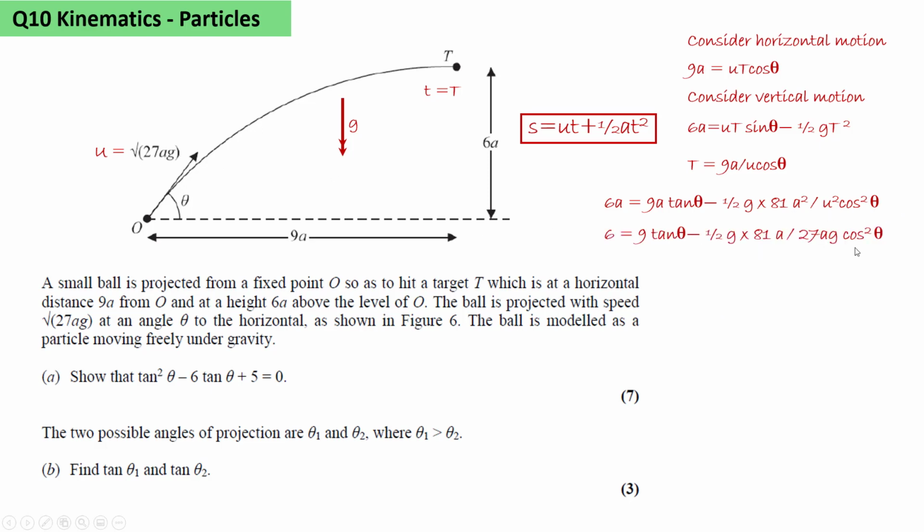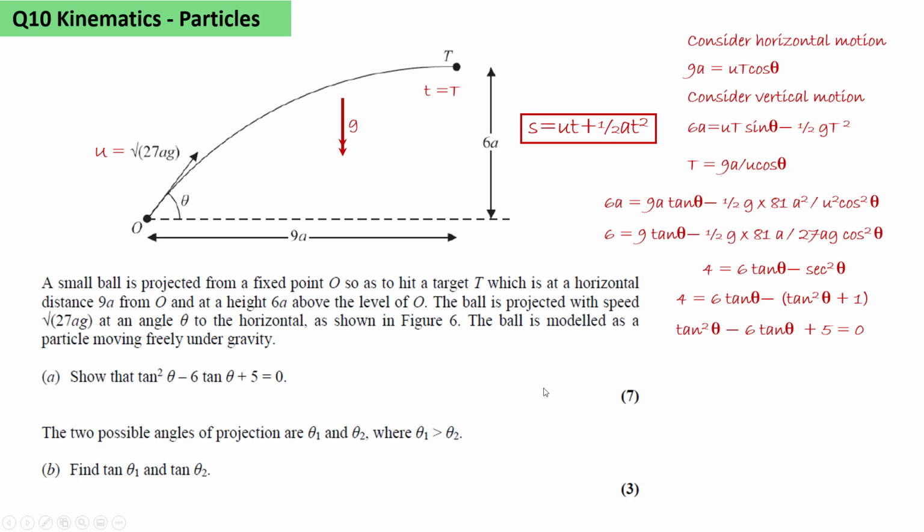We substitute u squared equals 27ag into this equation, and now we're going to simplify. We'll multiply through by 2 to get rid of this half. We see that 81 divided by 27 is 3, and we're going to divide through the whole equation by 3. So we're going to multiply by 2 and divide by 3. Here we get 4 equals 6 tan theta minus sec squared theta. We use sec squared theta equals tan squared theta plus 1. Rearranging this equation, we get tan squared theta minus 6 tan theta plus 5 equals 0 as required.